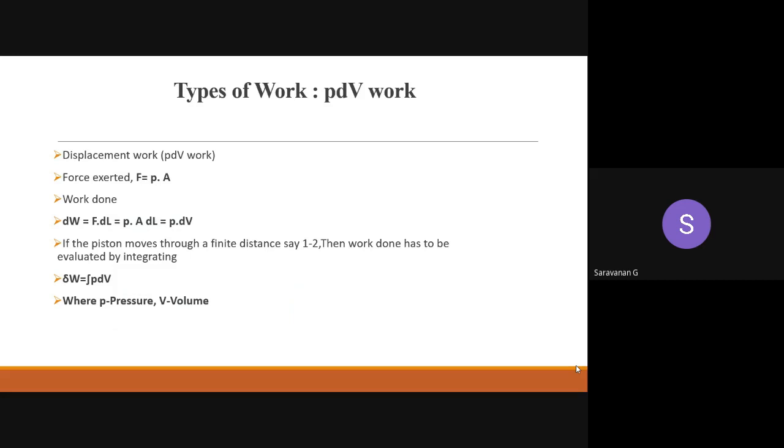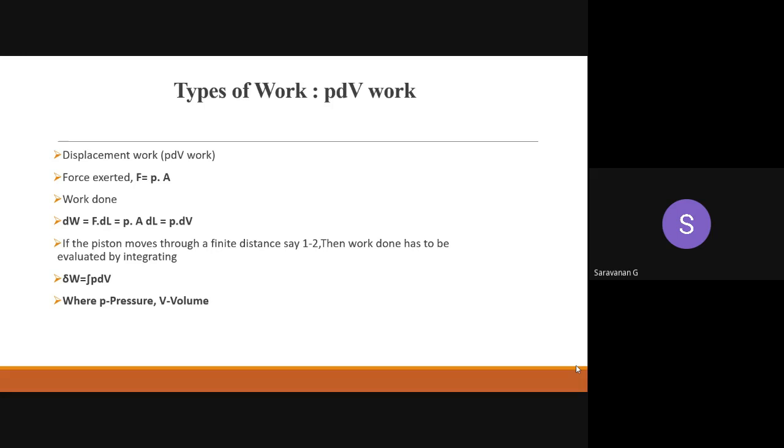As you know, the force exerted by the piston with respect to cross section area is given by F equals P into A. So how to find the work done? Work done is force into distance, or force into displacement. The differential form of work done is the change in work, dW. So dW is equal to F into dL, where dL is the change in length and F is the force. Substituting F equals PA, we get P into A into dL. A into dL, area into change in length, is the volume change, dV. So dW is equal to PdV.